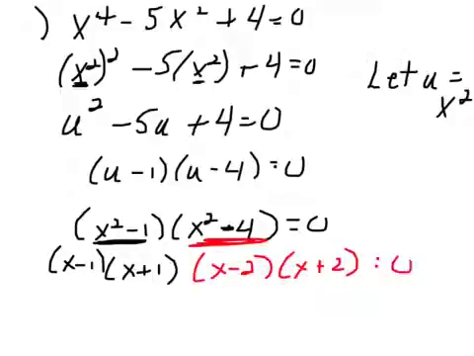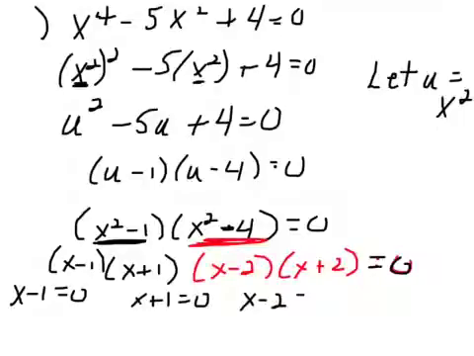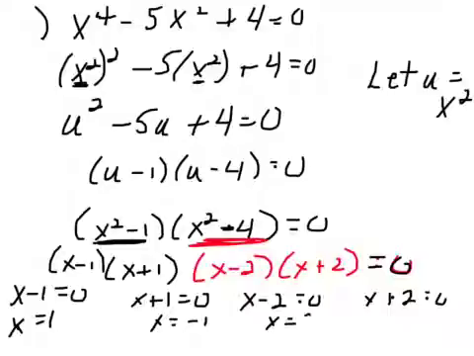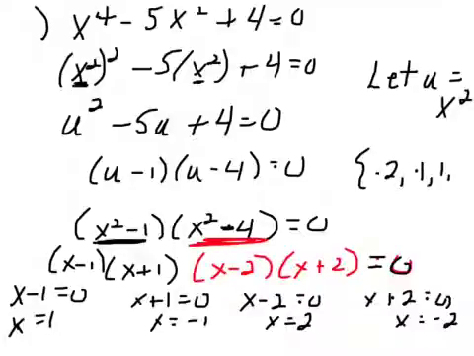And if I want to solve this, I just set each one equal to 0. So we got 4 of them. And then, if we added 1 to both sides, that first one would be x is 1. If we subtracted 1 from both sides, the second one would be x equals negative 1. On the third one, if we add 2 to both sides, we'd get x is 2. And on the fourth one, if we subtract 2 from both sides, we get x is negative 2. So the answers here, if I put them in order, would be negative 2, negative 1, 1, and 2.